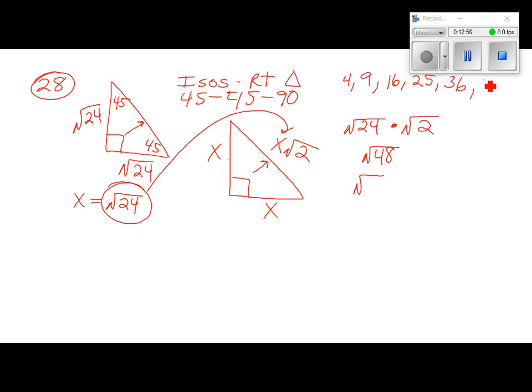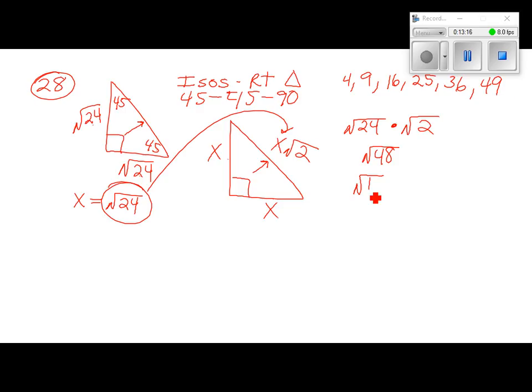64. 49 is probably about as high as we need to go because that's too big for what we have, right? Does any of those divide evenly into 48? No. Grab your calculator. Now you can grab it and find out if it divides evenly. I don't want to know what it is. Just, will any of those go in there evenly?